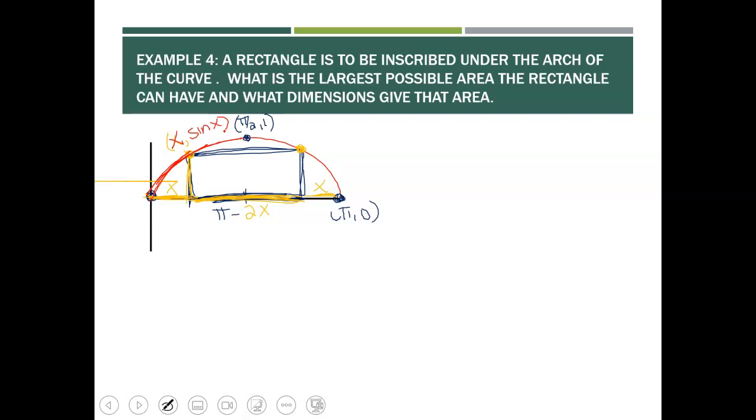And technically, this point here would be pi minus x, sine of pi minus x. But we are never going to use that awful point for the height, because then it's just going to get messier. If I make the height on the left side, then at least these are kind of decent points. So area of the rectangle is length times width. Well, its length is pi minus 2x. Its width, or its height, is sine x.